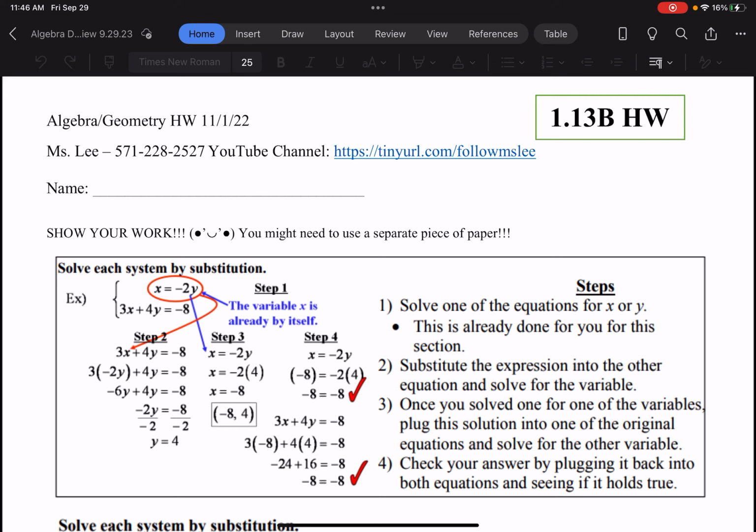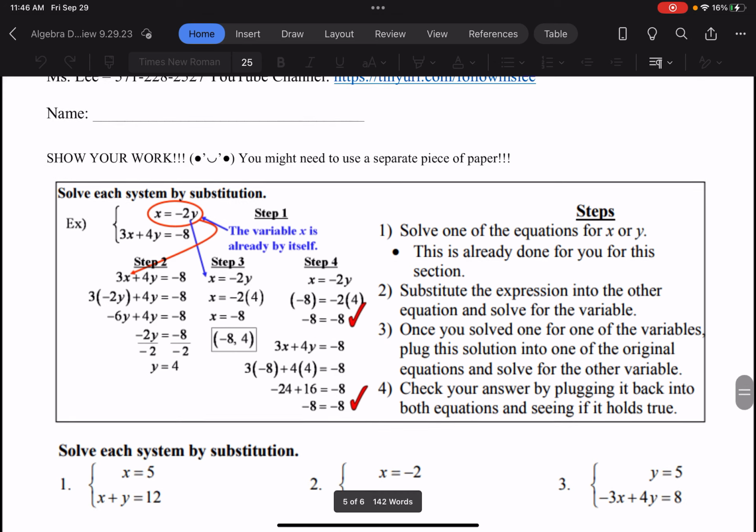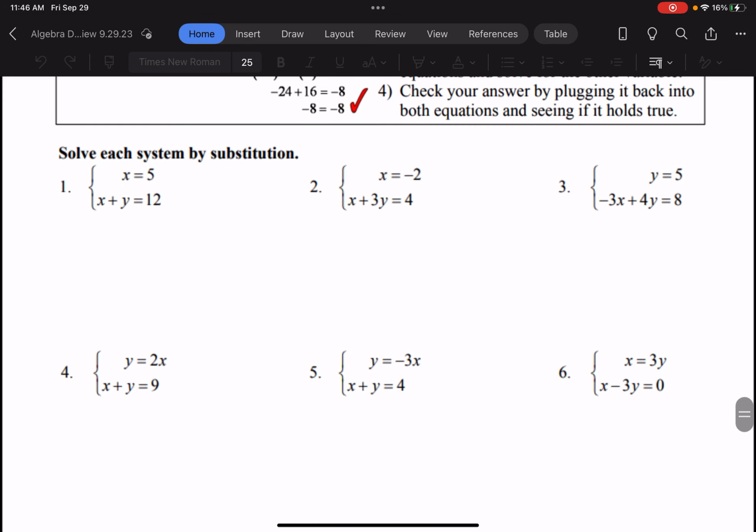I'm going to start by going over the homework and then I'll go back into the classwork to go over the classwork in case you needed some assistance with it. So for the homework, the first few questions, 1 through 3, are giving you what one of them equals, right? So all you need to do is substitute this and solve for y.